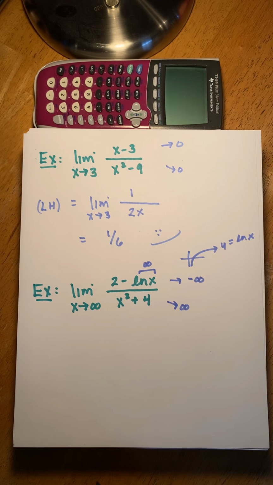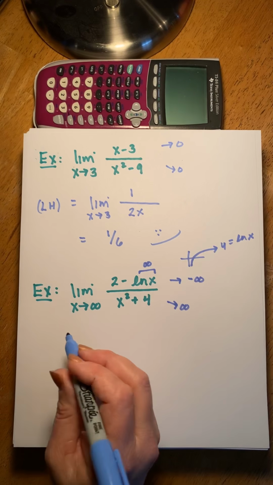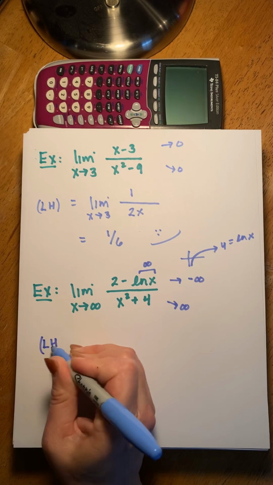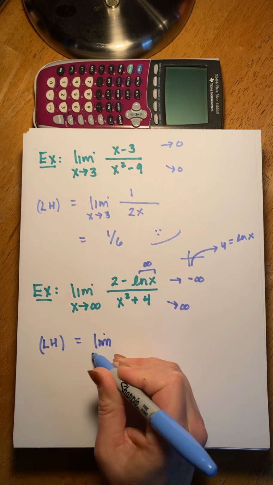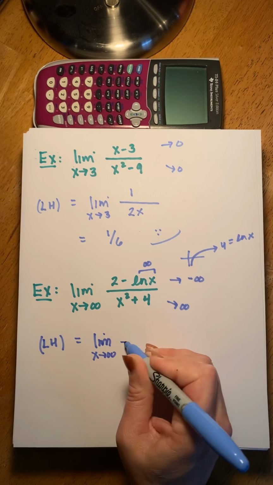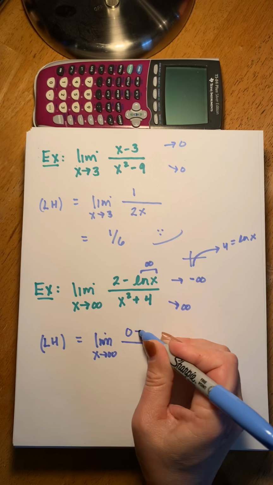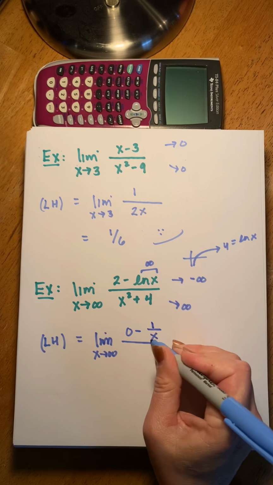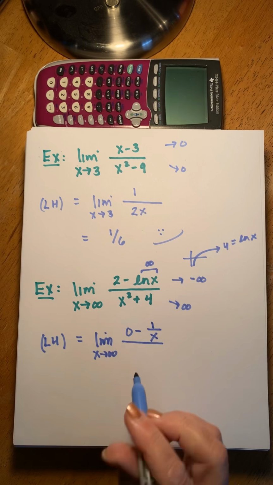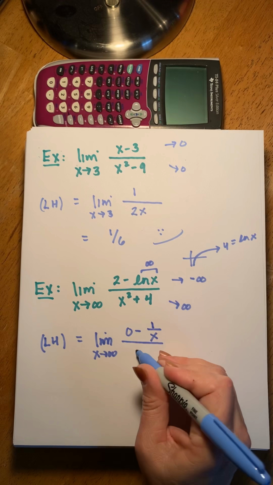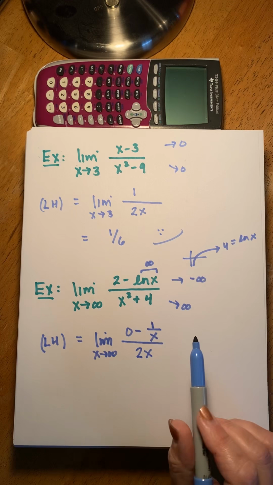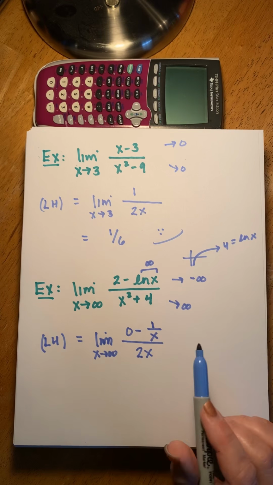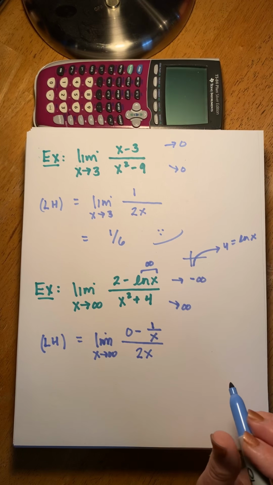So this says take the derivative. L'Hopital's rule says we can take the derivative of the top and the derivative of the bottom. So the limit as x goes to infinity is the derivative of the top, which is 0, minus the derivative of the natural log, which is 1 over x. And the derivative of the bottom is 2x. All right, so here we want to clean this up a little bit, do the algebra, put it into a form that makes more sense.